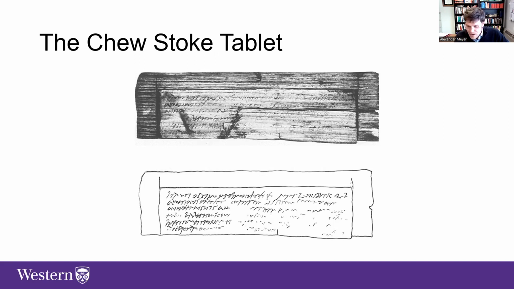Now, this is a very interesting tablet. It seems to be some sort of bill of sale. It was found in Stoke, or Chew Stoke, actually, in Somerset in April of 1954. It seems to be a bill of sale that actually has similarities with a document that we have found at Vindolanda but not yet published.